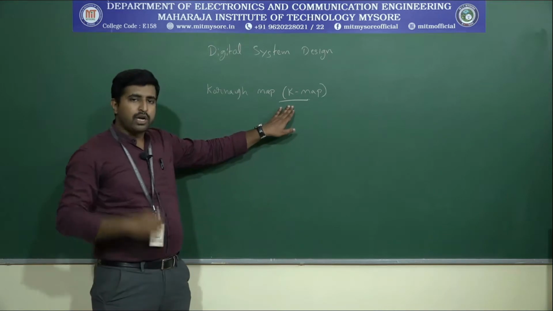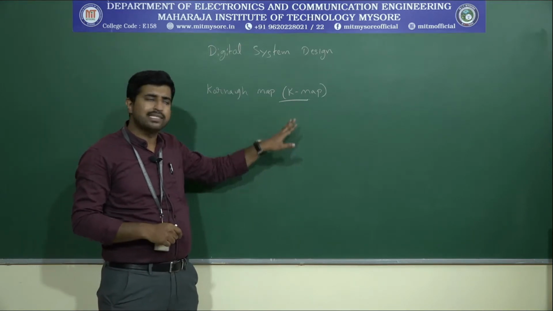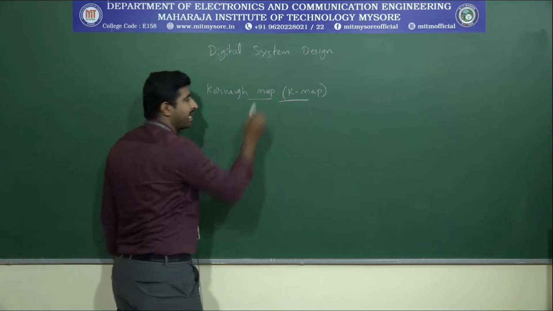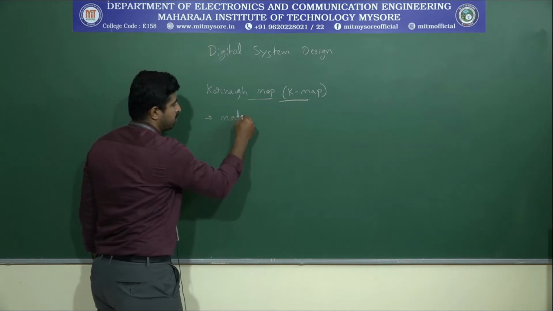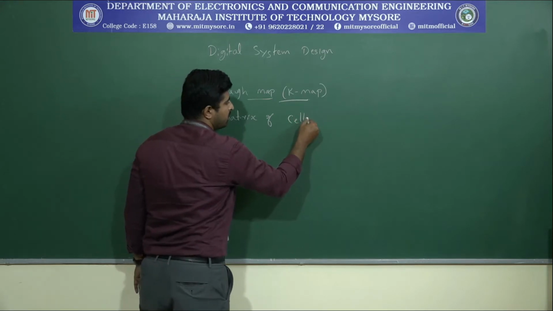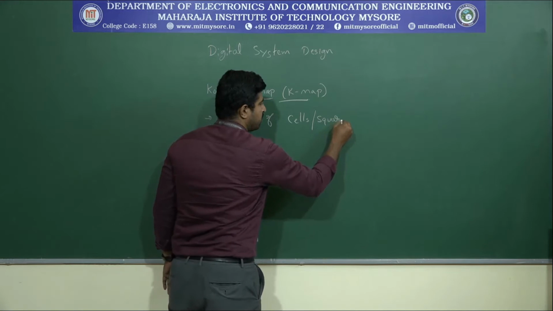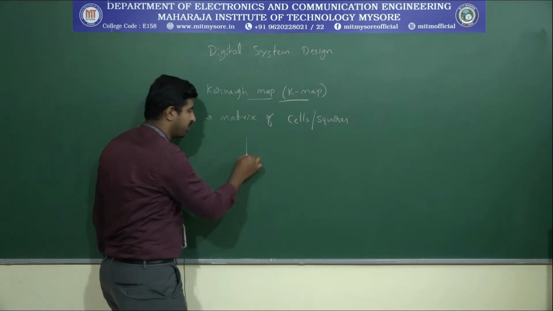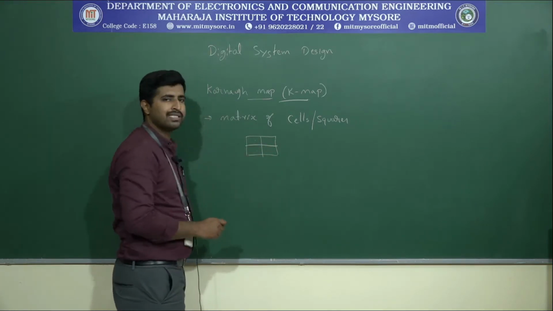Before seeing how to simplify any Boolean equation in a K-map, let's understand what a K-map is. A K-map is a matrix of cells, or we also call them squares. So similarly like this, these are the individual cells or squares.